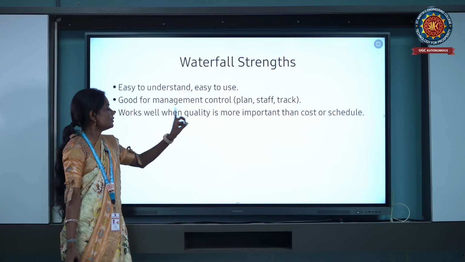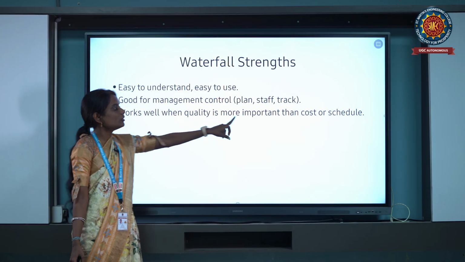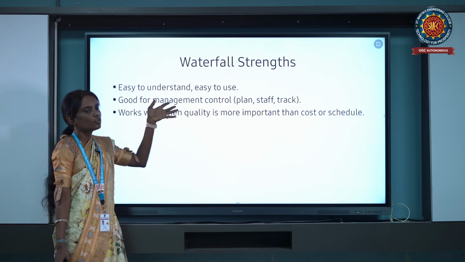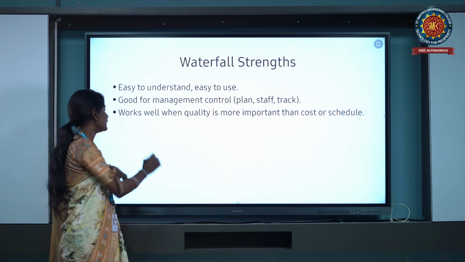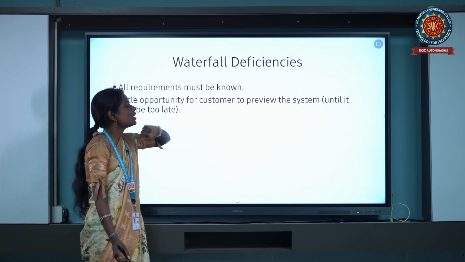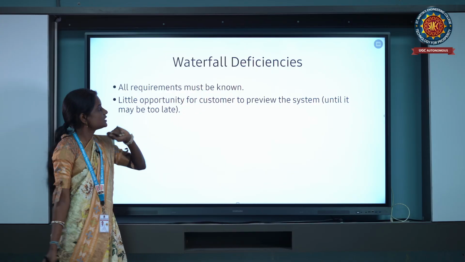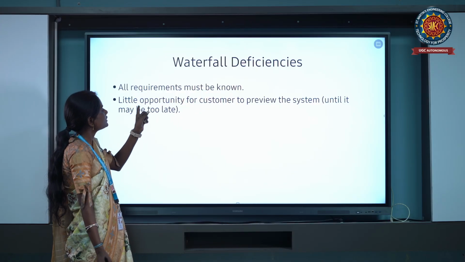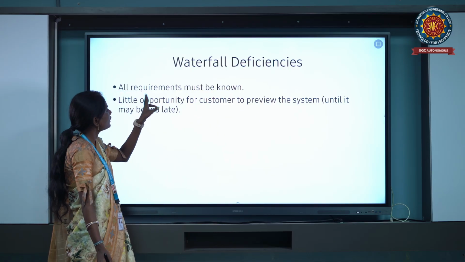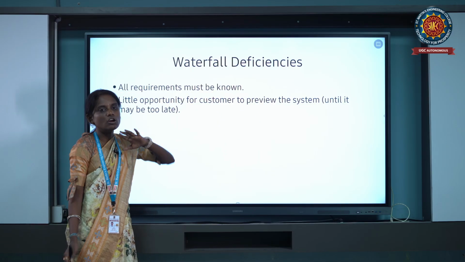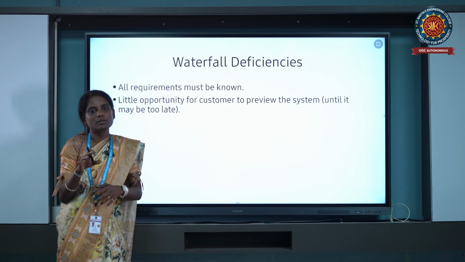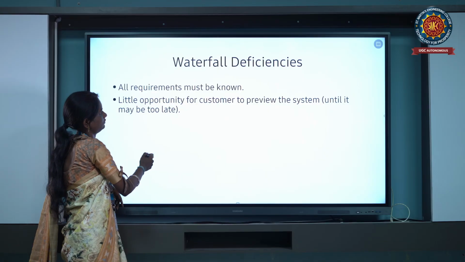Here we depend upon the quality, not on the cost. Even if it is more expensive, we go for the waterfall model because the product is of higher quality. Next is waterfall model deficiencies, which is nothing but disadvantages. There is little opportunity for the customers to preview the system, and all the requirements must be known. For developing the product, we should know all the requirements. Without knowing some requirements, we can't develop the product.